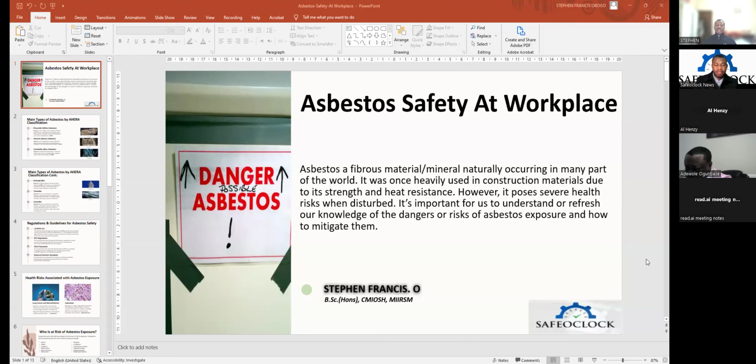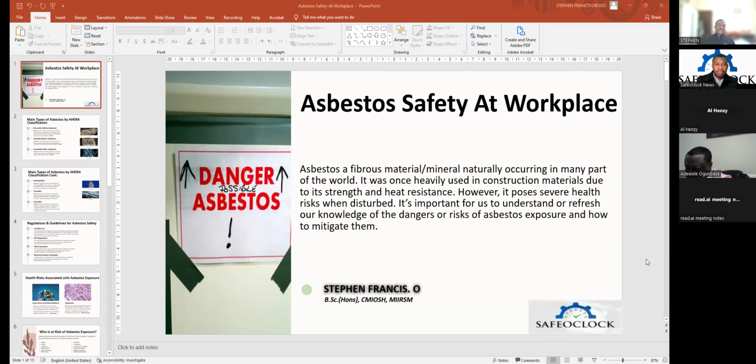Just like the way we discussed the topic about silica dust some time ago. It has a similar mechanism in how it gets into the human lungs, specifically because that is the target organ where it manifests and gives health implication.